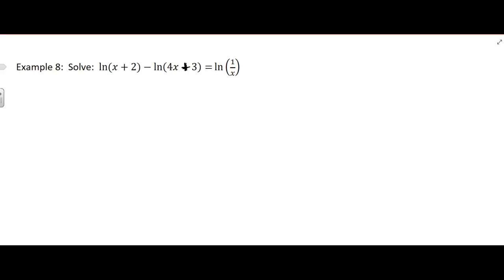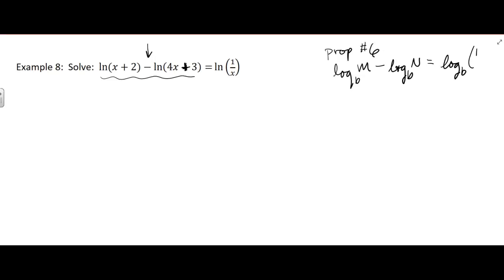Okay. So here we have an equation that we're going to solve. Now you notice on the left there are 2 natural logs, and on the right there's 1. Well, in order to use the property that we just went over, we can only have 1 logarithm on each side. So we can condense these using property number 6. It's subtraction, right? Property number 6 says if you have log base b of m minus log base b of n, that equals log base b of m divided by n. So we're going to go to division here.